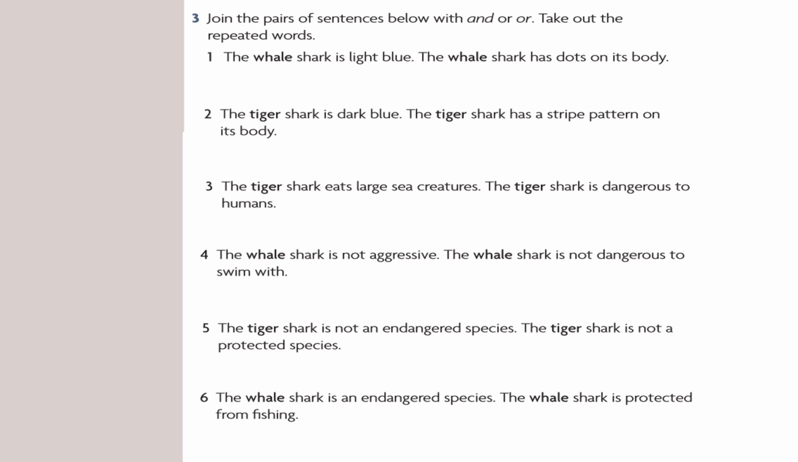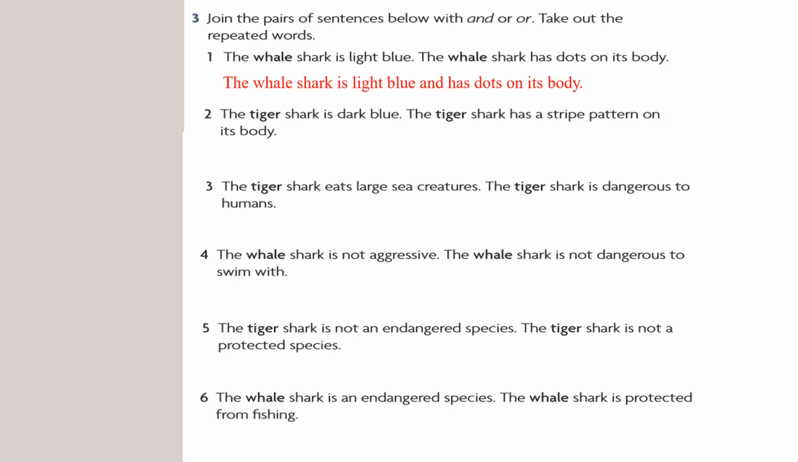Exercise 3. Join pairs of sentences below with and or. Take out the repeated words. I would suggest you pause the video, do this exercise, and come back to check whether your answers are correct. Alright, let's see what the correct answers are.